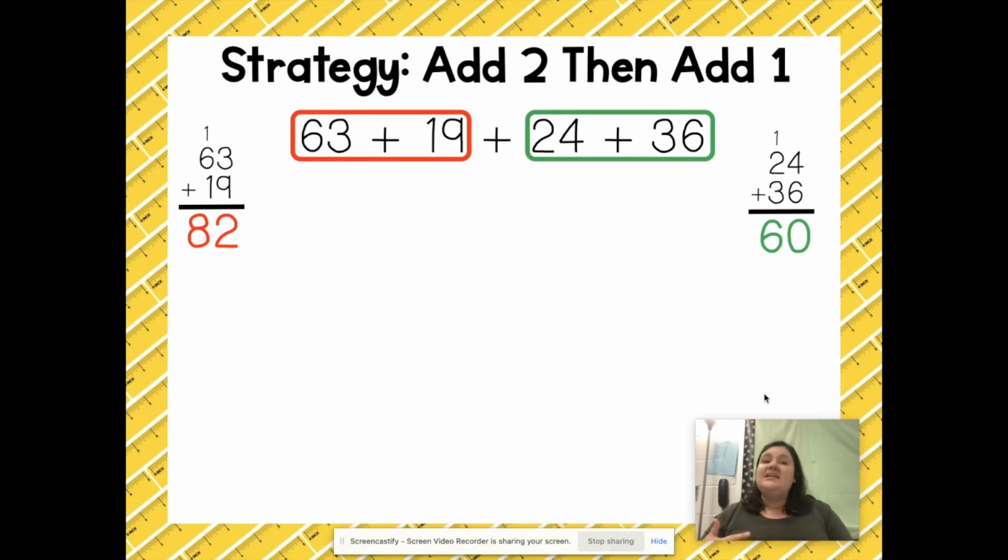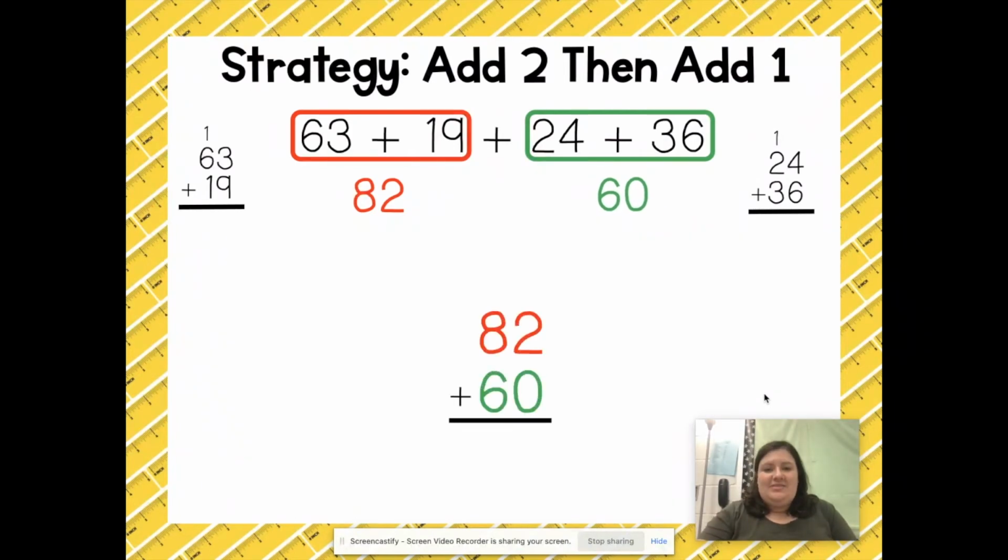But I'm still not done yet. Now I'm going to add my 82 plus my 60 together. Stack them up. That means 82 plus 60 is going to equal 142. So that means 63 plus 19 plus 24 plus 36 equals 142.